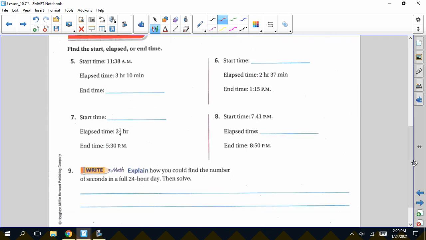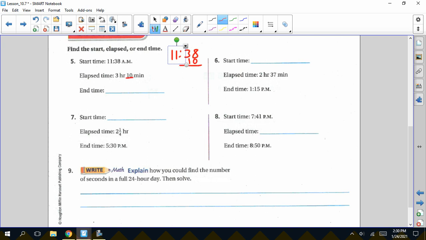Let's look at number 5. The start time is 11:38 a.m. The elapsed time is 3 hours and 10 minutes. Now, you can use addition here, or you can just count. I think it's going to be easier to just count the hours than use addition in this case, so that's what we'll do. We're going to start at 11:38. And I always like to add my minutes first. Some people would rather count the hours first and then add the minutes at the end. That's fine, it doesn't matter. But I always like to get rid of my minutes first.